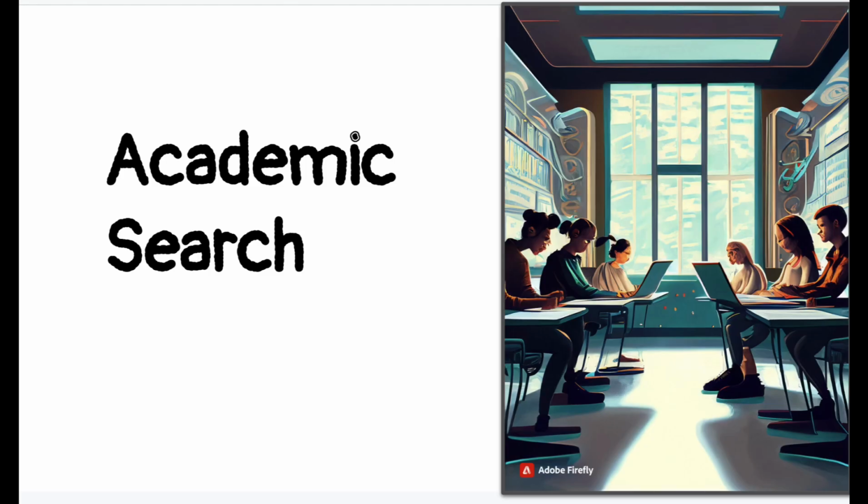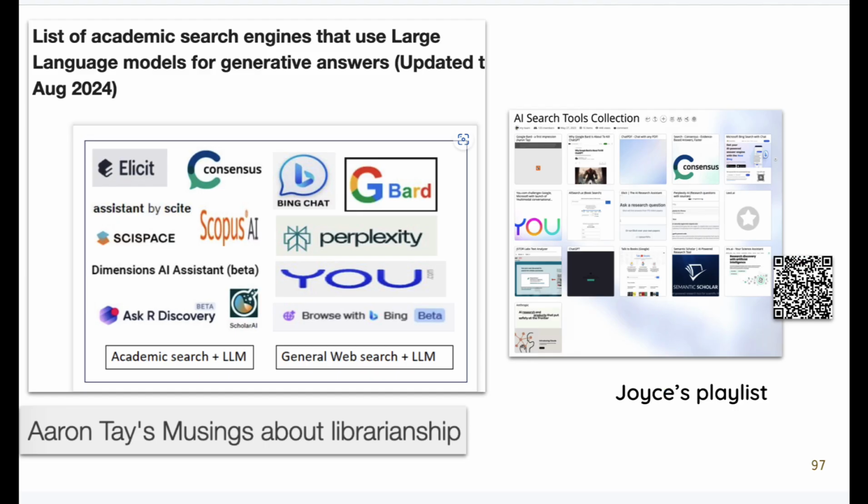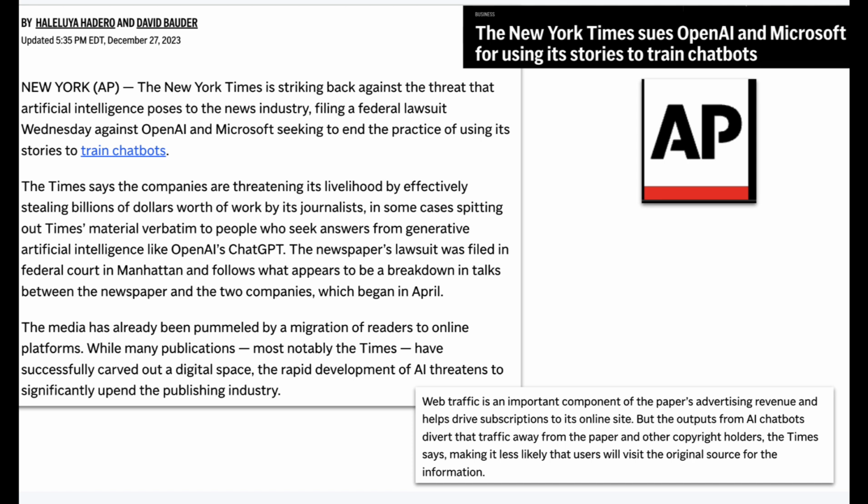search. There are some tools that are designed for academic search. One of my favorite thought leaders, Aaron Tay, keeps a really good, up-to-date list of those tools. Bard, you'll notice, is not there, no longer with us, but generally his are up to date. I keep up with them in our AI search tools collections on Pearl Trees. But we're seeing an awful lot of good materials coming up.